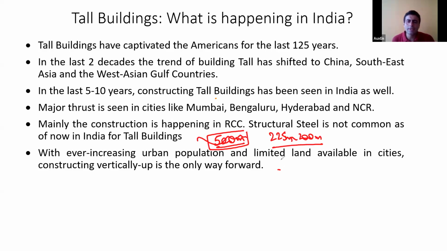This tall building construction is the way forward because there is a lot of population coming to urban centers. From rural areas, the population is coming more and more to urban centers, not only in India, but also across other regions. And cities, as you know, have limited space. So the only option is to construct vertically up, up and up.